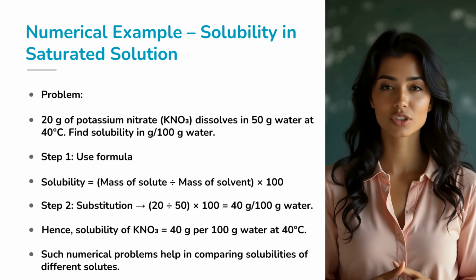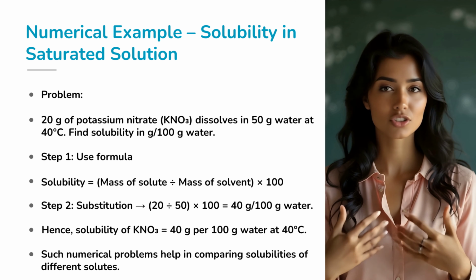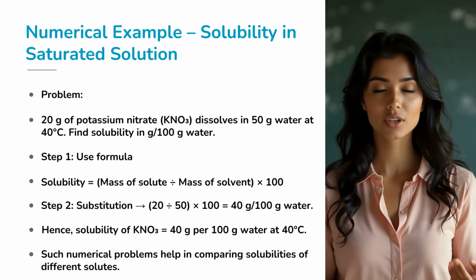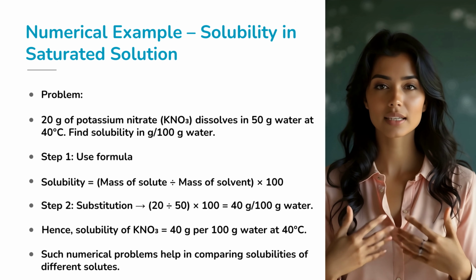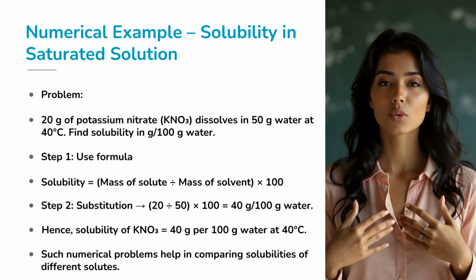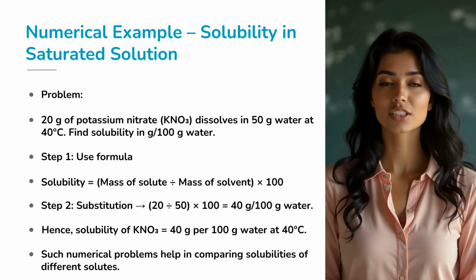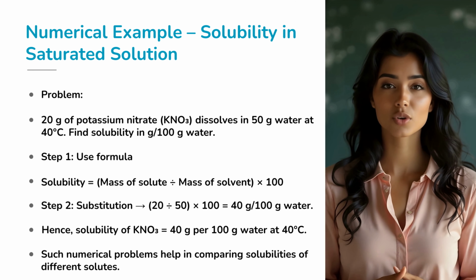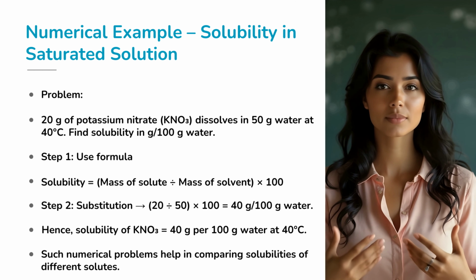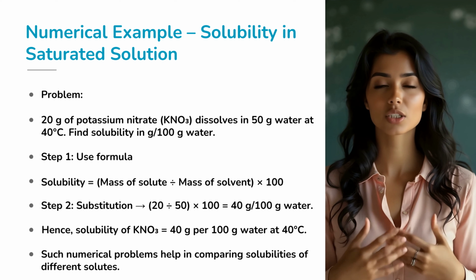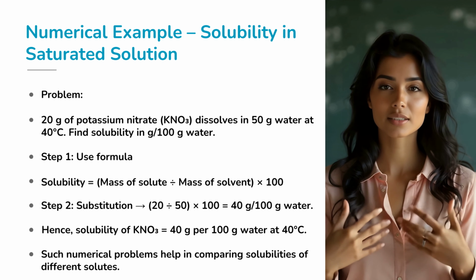Step 1 is to use the formula: solubility equals mass of solute divided by mass of solvent, multiplied by 100. Step 2, substitution: 20 divided by 50 multiplied by 100 equals 40 grams per 100 grams of water. So, the solubility of potassium nitrate at 40 degrees Celsius is 40 grams per 100 grams of water. Such numerical problems are useful for comparing the solubilities of different solutes under given conditions.